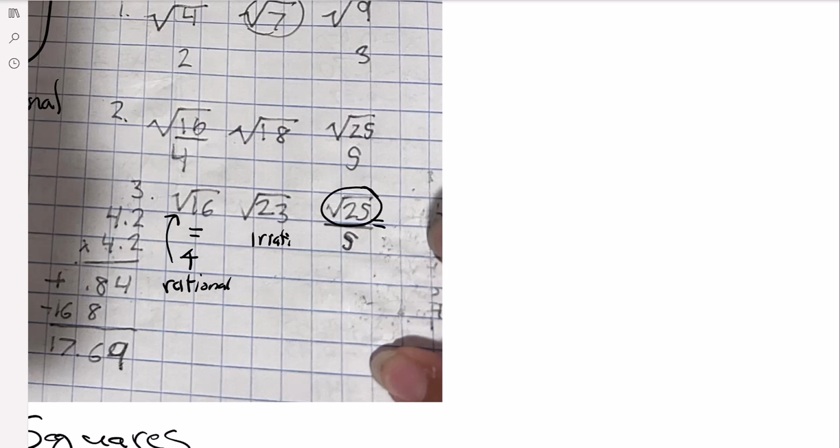Well, this is what I'm going to do. We're going to do this part first. We're going to leave the 5 down here. The square root of 25 is 5. 5 divided by 5 is 1. 1 is a rational number.